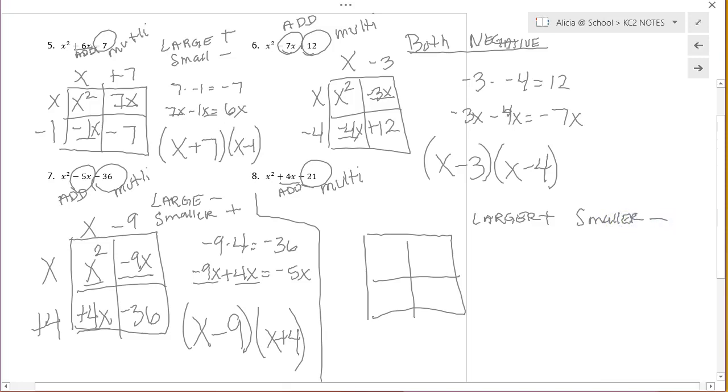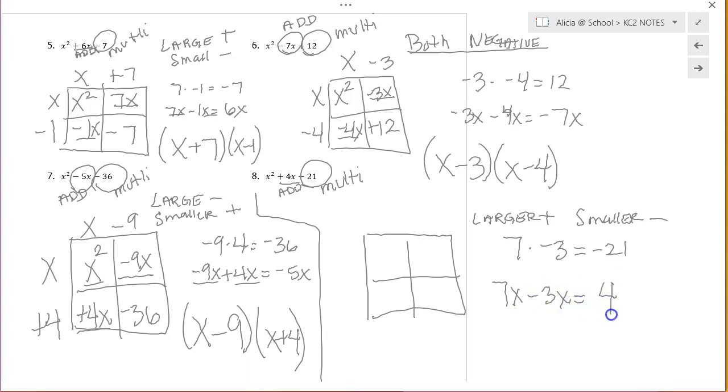So two numbers that multiply to 21 that add to 4. If I look at my multiplication chart, start messing around with those numbers, I start seeing that 7 times negative 3 is a negative 21. If I were to combine these together, 7x minus 3x is a positive 4x, which is what I needed. Filling out my chart here, well, I forgot to put my x squared there, and I forgot to put my negative 21. But these two factors are the two that I'm putting in those empty spots, right? Positive 7x and a negative 3x.